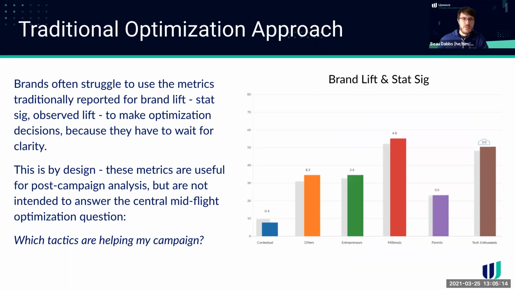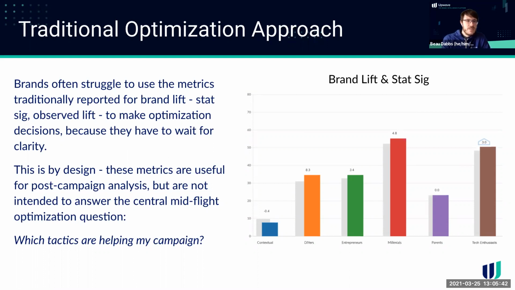But let's start with the traditional approach to optimization. Typical metrics reported in brand lift studies focus on the raw lift estimate and the statistical significance of that lift estimate. But for many campaigns, there isn't enough data to get stat sig results until later in the campaign, when you no longer have time to optimize. In part, this is by design. These metrics are made to inform stakeholders about the effectiveness of campaigns after the fact.